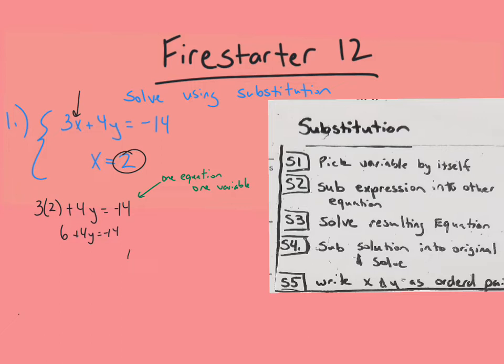Okay, get rid of the 6 first. So what I'm going to do is subtract 6 from both sides. I get 4y equals negative 20. Now I divide both sides by 4. So I have 4y equals negative 20.